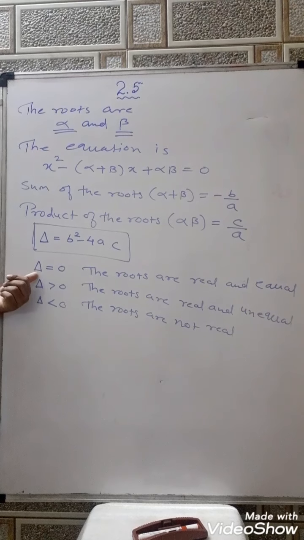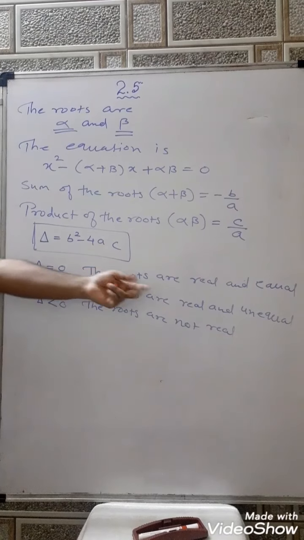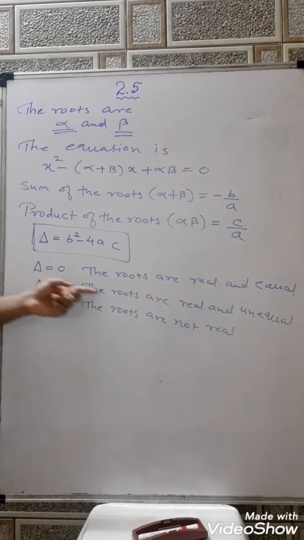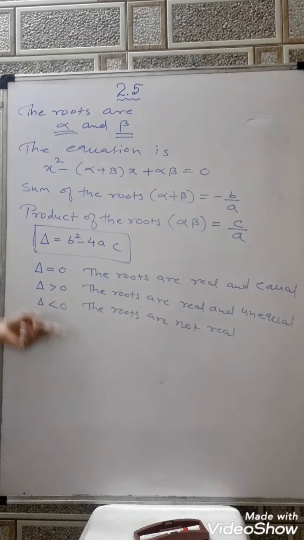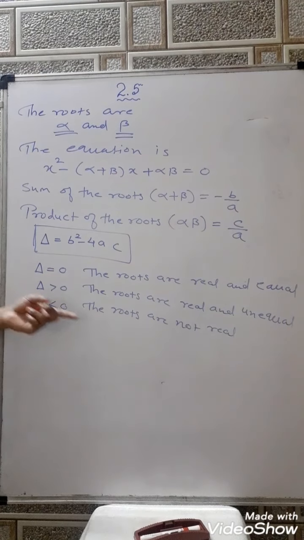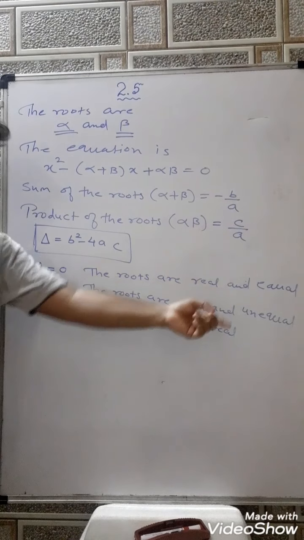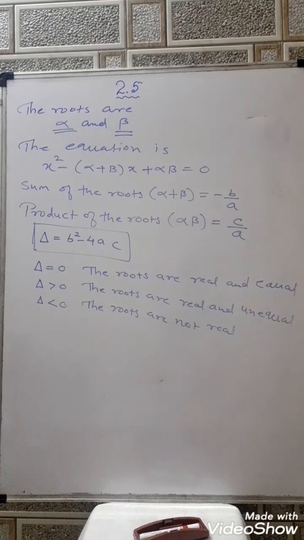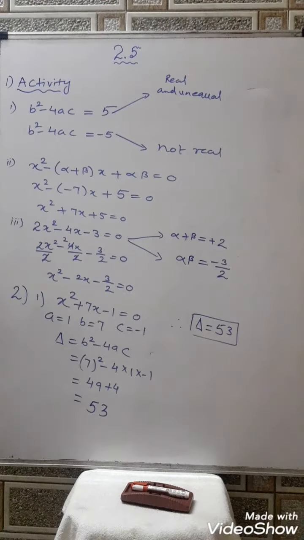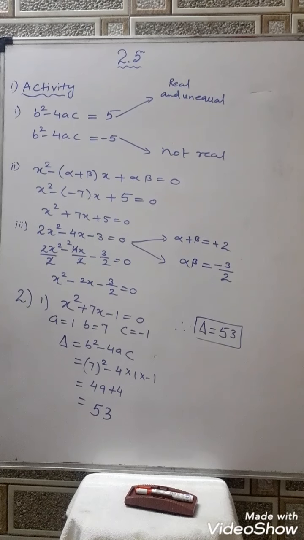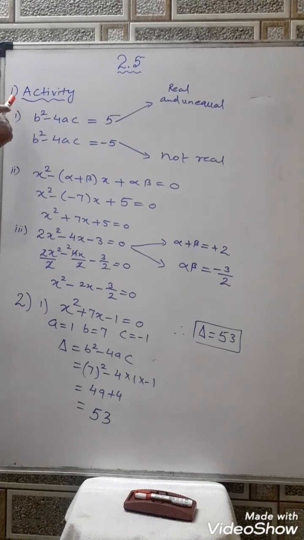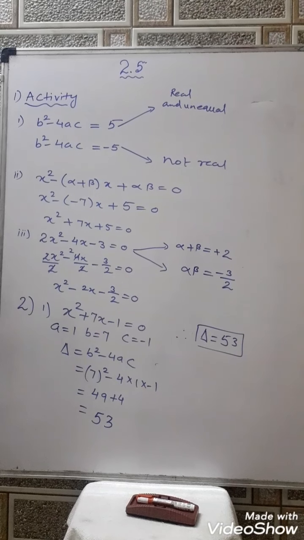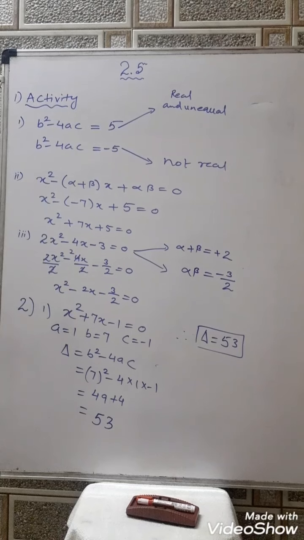When the discriminant delta is equal to 0, the roots are real and equal. When delta is greater than 0, the roots are real and unequal. And when delta is less than 0, the roots are not real. That is the formula. We use this to solve 2.5. Now the practice set 2.5. If you forget, see the basic rules on how to solve the exercise in practice set 2.5.